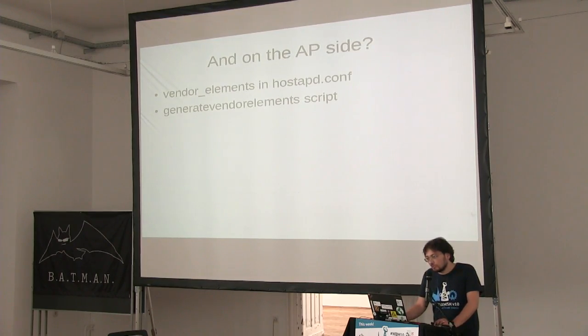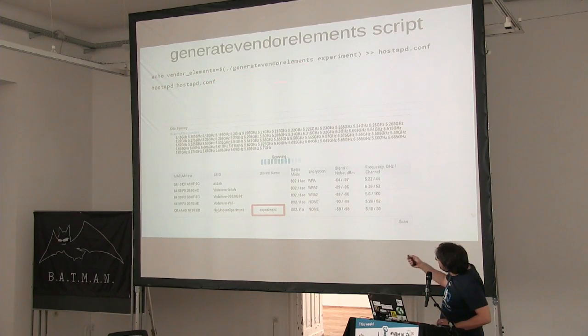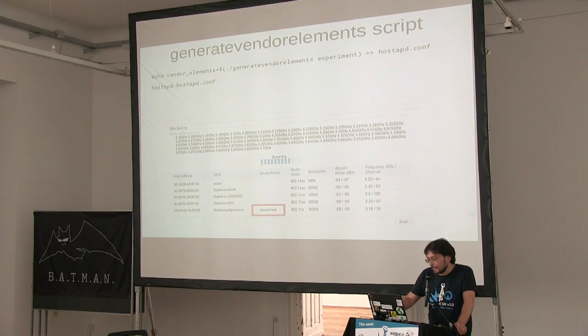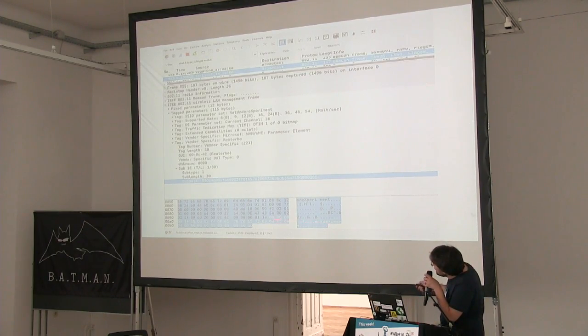And also, I found a way to do it on the access point side. We have this vendor elements feature in hostapd. So we just use the script to generate vendor elements, we put it in hostapd, and we just have this host name, or whatever we want, scanned from the Ubiquiti devices. So it works both ways. To see if this worked, we open Wireshark again, and we see here the information element with what we are broadcasting.